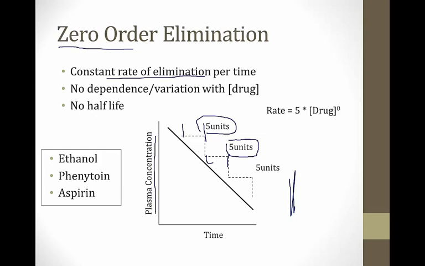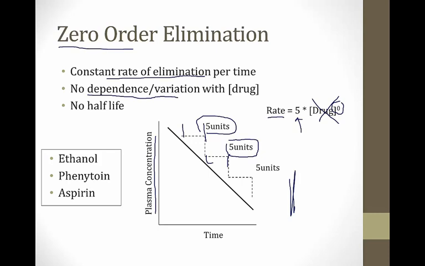And the reason this is called zero order is because the rate is equal to some constant, for example 5, times the drug concentration to the 0 power. And anything raised to the 0 power is 1, so we can just cross this out. So we call that zero order. There's no dependence or variation on the rate of elimination with the concentration of drug.